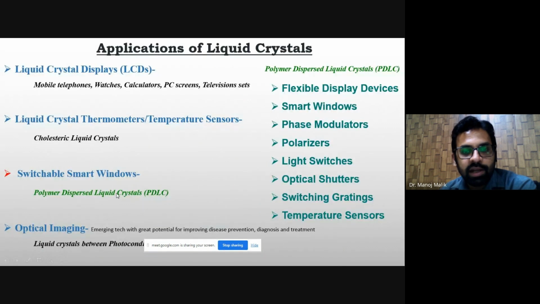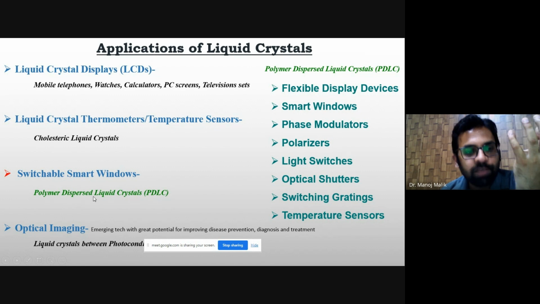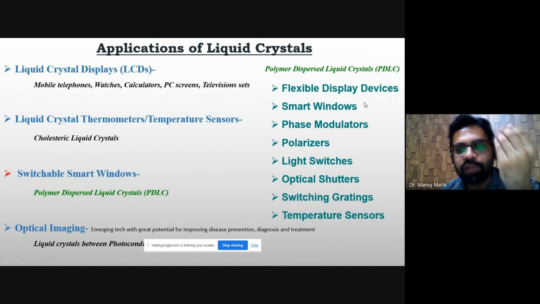So in this slide, I talk about the PDLC. So generally, liquid crystals are embedded in the polymer matrix by certain methods. So they form this composite film known as polymer dispersed liquid crystals. And these PDLCs find a range of applications in flexible display devices, smart windows, phase modulators, polarizers. Polarizers, definitely, there is some alignment process of these liquid crystals. And the switching effects can give rise to polarization of light, light switches, optical shutters, switching gratings, and temperature sensors.